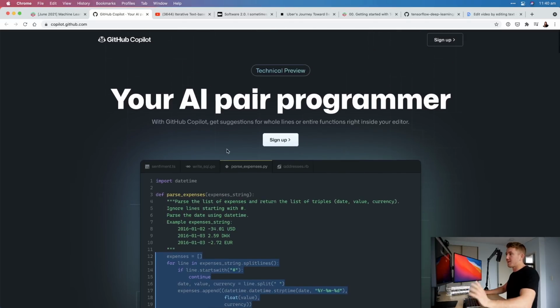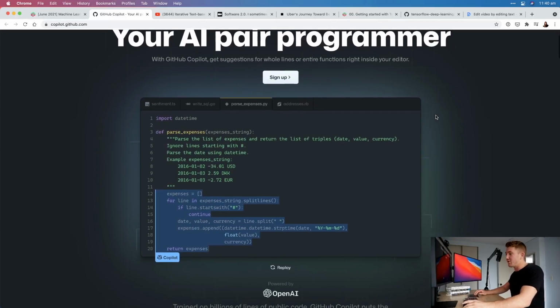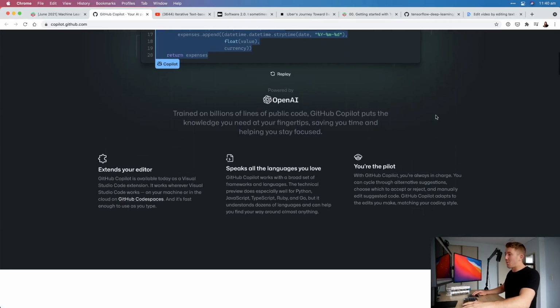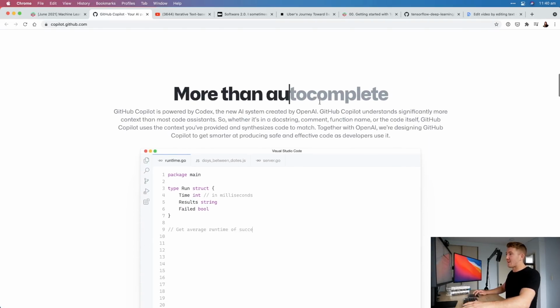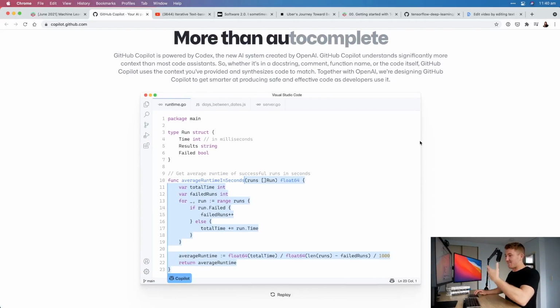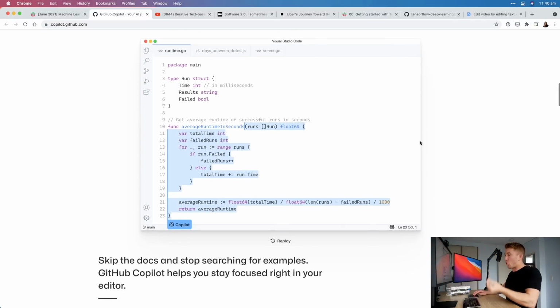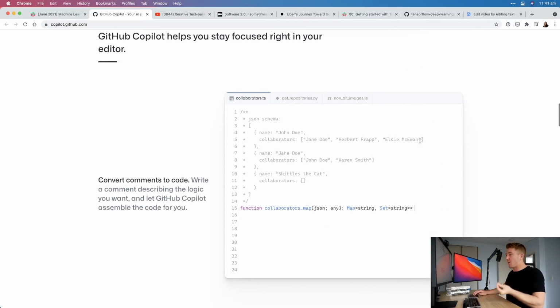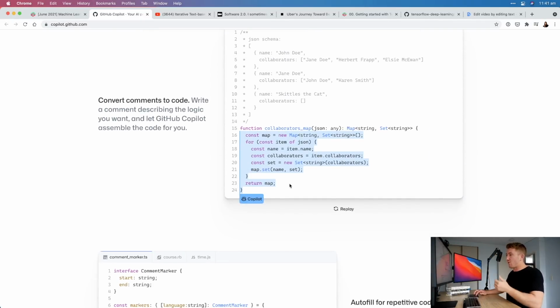Now, I can understand why some people are like, wow, this is going to take all my jobs. However, I think it's more than autocomplete. For me, yes, it's a very smart autocomplete. However, I think this will be most helpful for things like helper functions, debugging and whatnot.